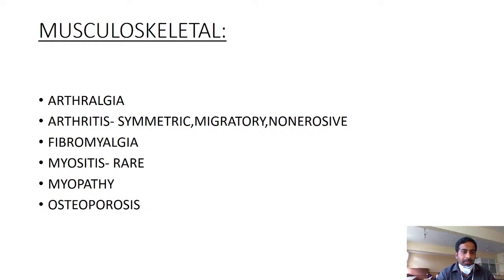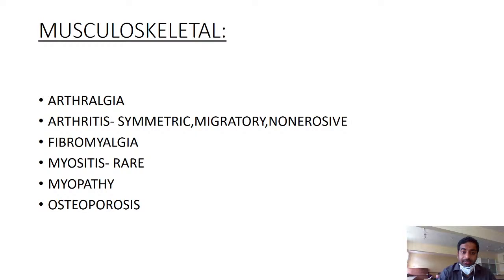Musculoskeletal: you have arthralgia, arthritis. Arthritis is always symmetric and migratory, and it is non-erosive. Also fibromyalgia, myositis, myopathy, and osteoporosis. Osteoporosis is mostly due to the treatment, since we give steroids; the complication of long-term steroid use is osteoporosis. So that's how a patient with SLE may present. These are the musculoskeletal symptoms. Even RA will have this arthralgia, arthritis.